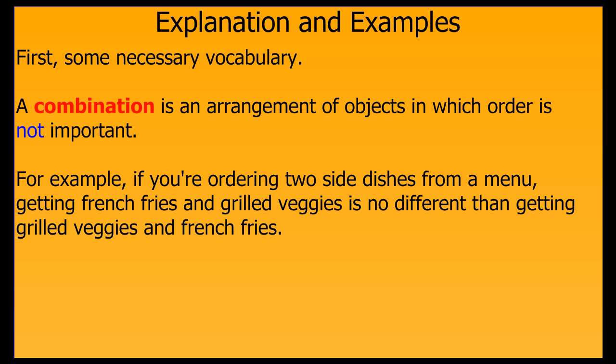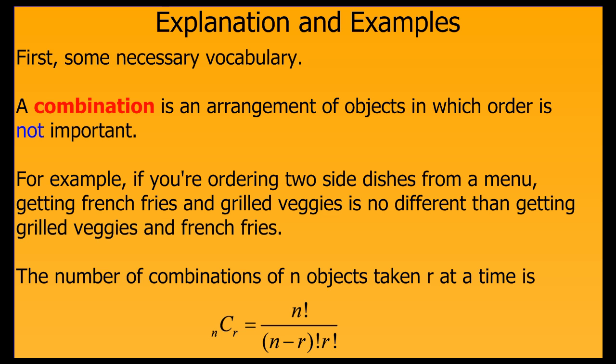A combination is an arrangement of objects in which order is not important, unlike permutations, where order is important. For example, if you're ordering 2 side dishes from a menu, getting French fries and grilled veggies is no different than getting grilled veggies and French fries. So our formula for the number of combinations of n objects taken r at a time is n factorial divided by n minus r, the quantity factorial, times r factorial.